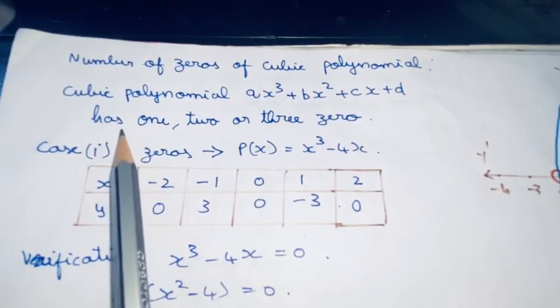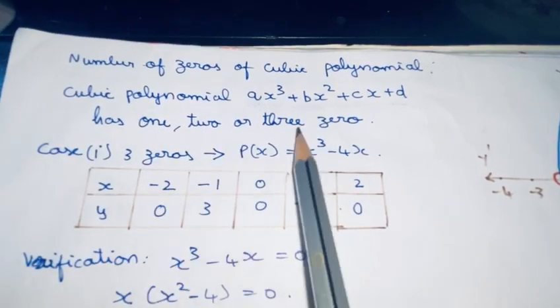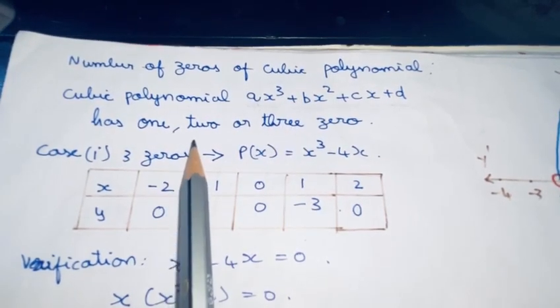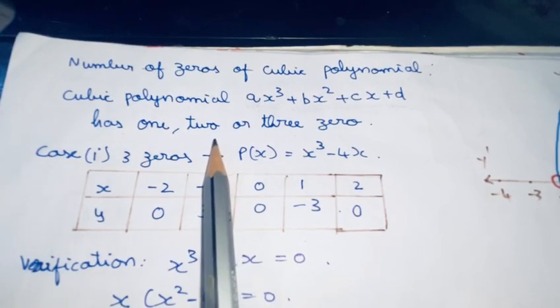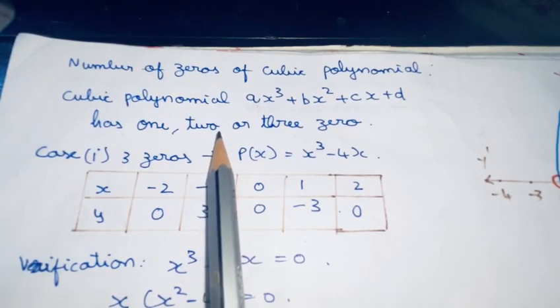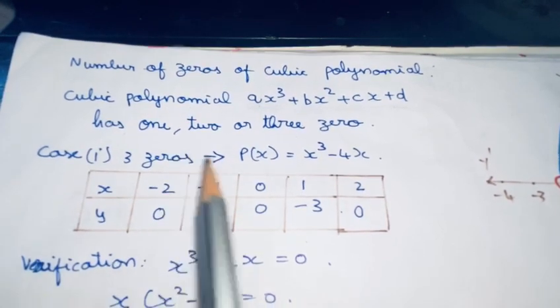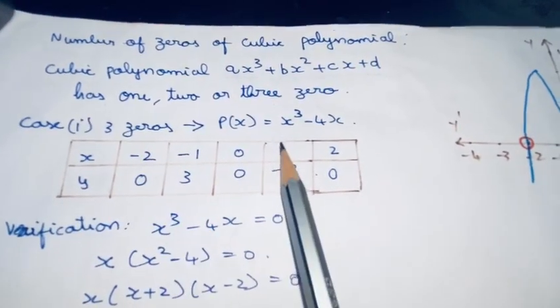And the zeros of this particular cubic polynomial can either be 1, 2 or 3. So, the nil zeros case is not possible in the cubic polynomial. For any odd degree polynomial, the nil zero case is not possible. Let us understand the first case, 3 zeros of the cubic polynomial.